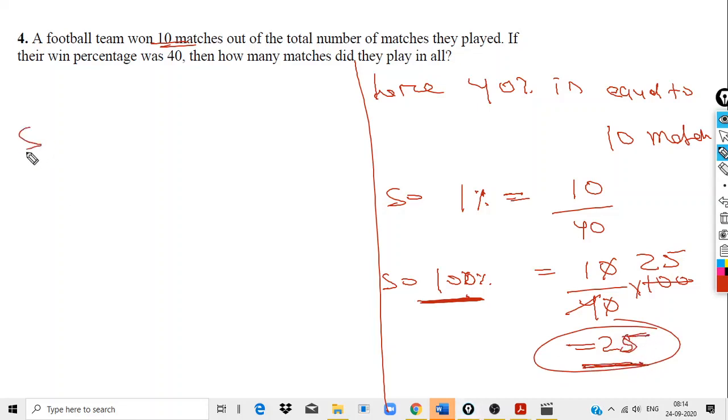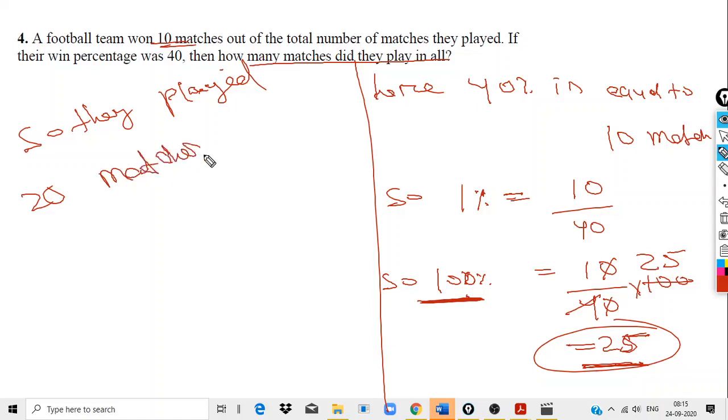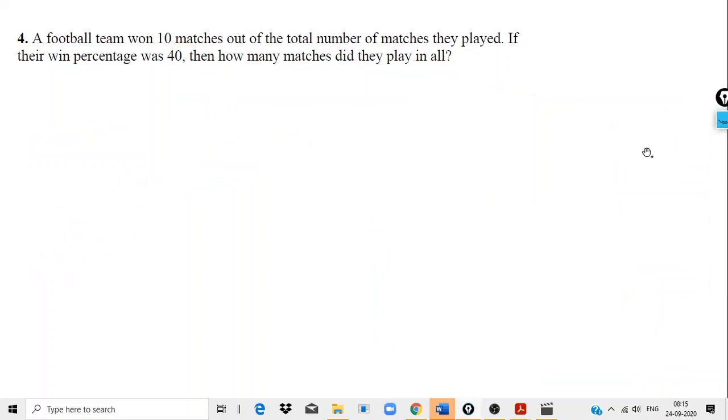So you can write, how many matches did they play in all? They played 25 matches in all. Okay, so this is your answer. Now we'll move to question number 5.